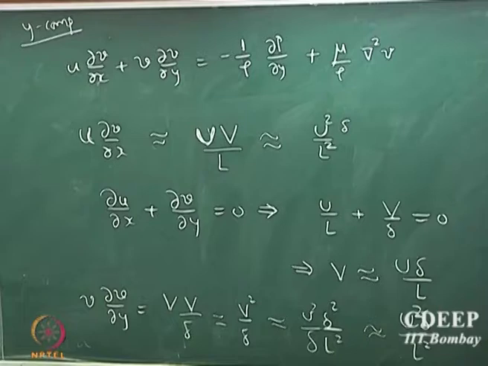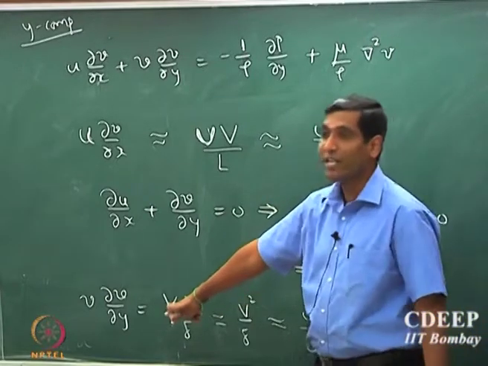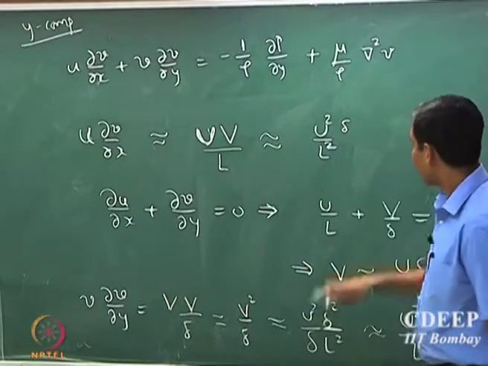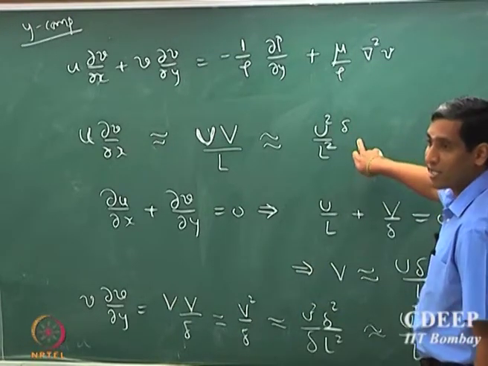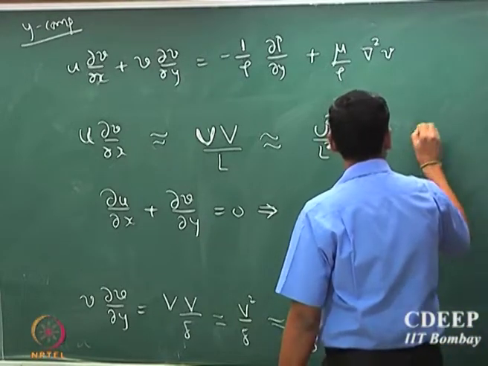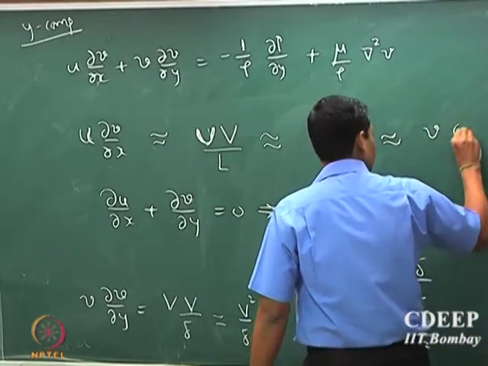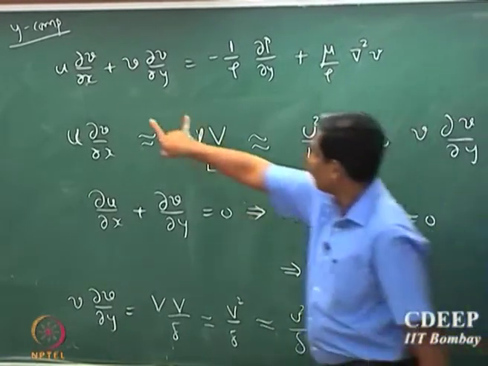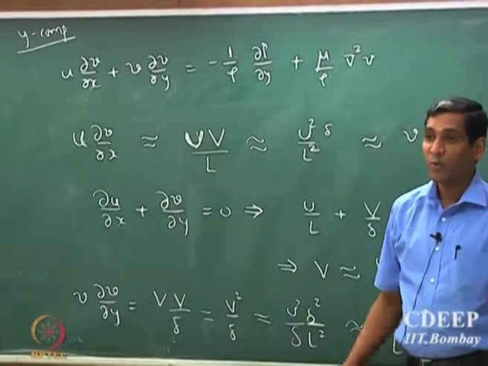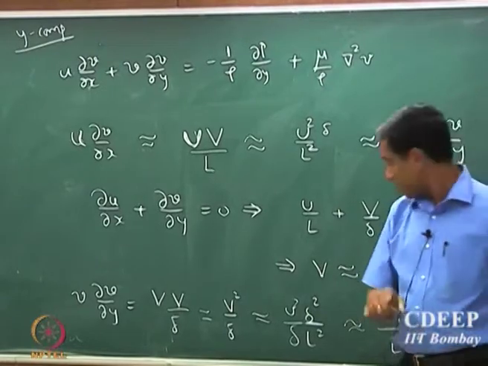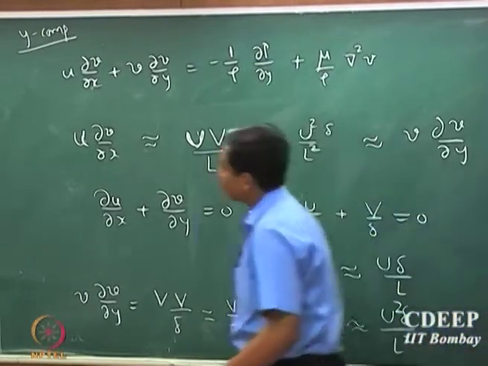Okay. So which means that u dv by dx and v dv by dy are actually of the same order of magnitude. You can clearly see from here, this is U square delta by L square, and exactly that's the same scaling you get for u dv by dx. So that's an important observation: the first two terms in the y component momentum balance actually scale to the same order of magnitude. Okay. So let us look at the pressure term now.